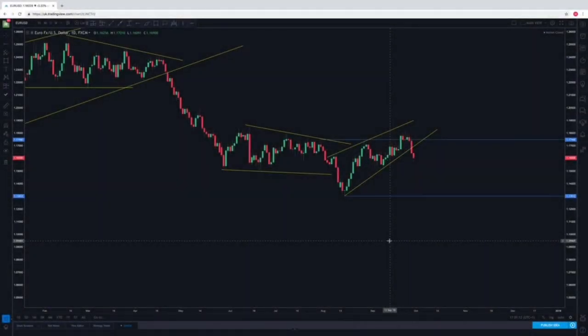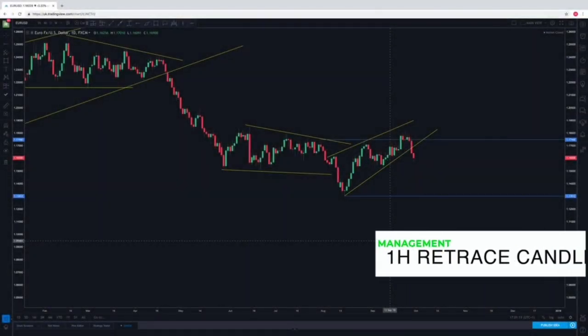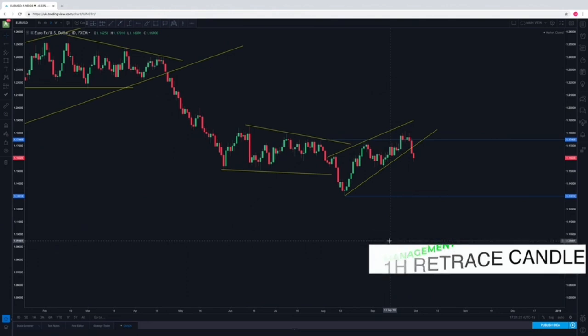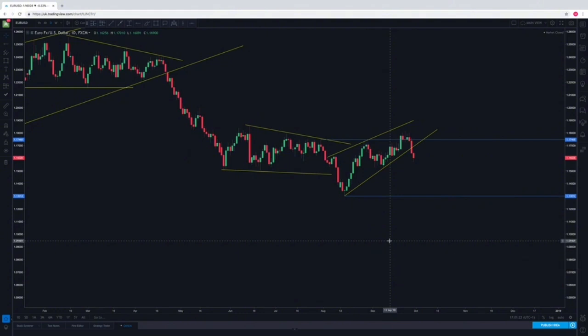So now let's take a look at a management style with the retrace candle. With certain pairs, they happen a lot. Euro dollar is one that you've probably heard me mention a lot of times. We do get the retrace candle and we use it for both management and entry, and I really do like it. So in this type of situation, we have to look at the higher time frame pattern.